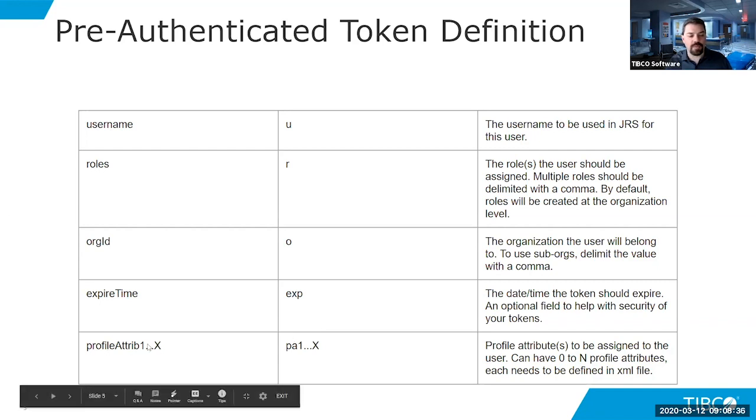And then we have profile attributes. Profile attributes are a little bit more unique. PA1 to X, so PA1, PA2, PA3. You can have as many as you want. They do have to be defined in the XML file, but they will then be assigned to the user there. And again, we will see how that works momentarily.